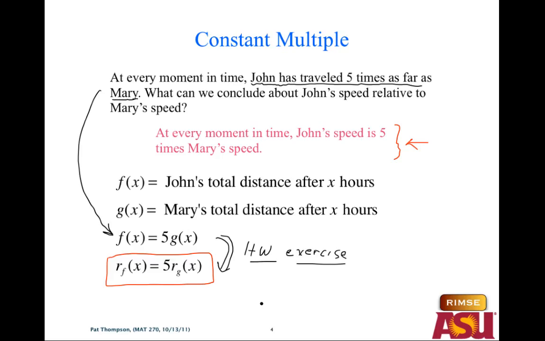You're going to prove this constant multiple fact. That whenever one function is a constant multiple of another, the rate of the first function is the same constant multiple of the rate of the second. Okay, questions on that?